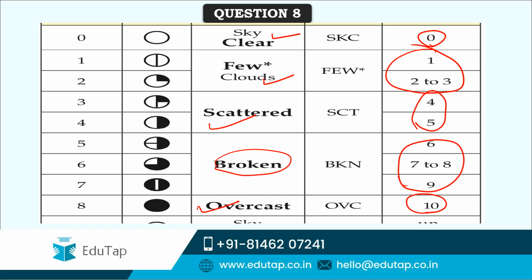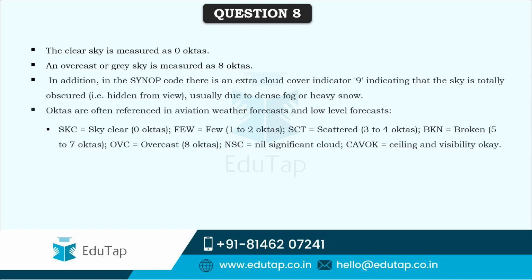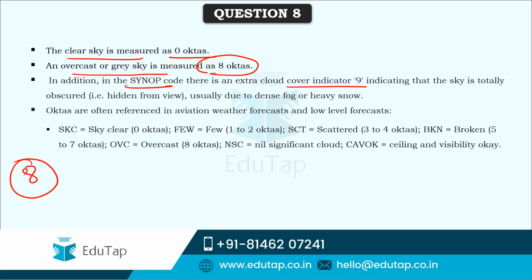So based on how the clouds cover the sky and how the visibility is being affected, that is put into these 8 classes. So here friends, the clear sky is measured as 0 octas, overcast or grey sky as 8 octas, and in addition there's one more code. Generally there are 8 classes. But there is one more code, the synop code it's called, wherein the cloud cover indicator given is 9, which indicates that the sky is totally obscured, hidden from view, and generally this happens when there's a dense fog or heavy snow.